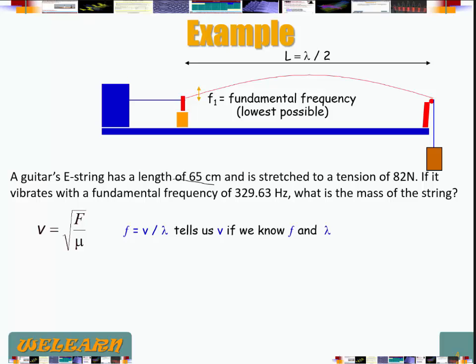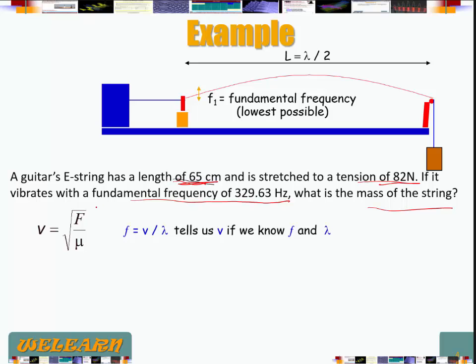In this question, we are given the length of a guitar string. We are told it's 65 centimeters. We are told it is stretched to a tension of 82 newtons. And we are told that it vibrates with a fundamental frequency of 329 hertz. And the question: what is the mass of the string?